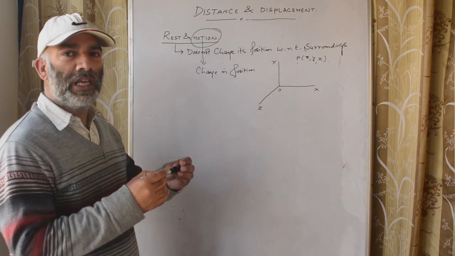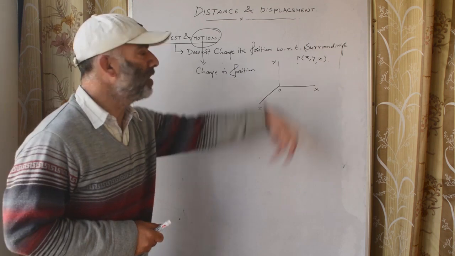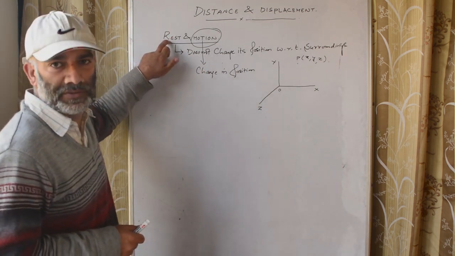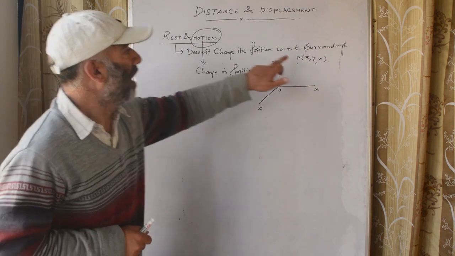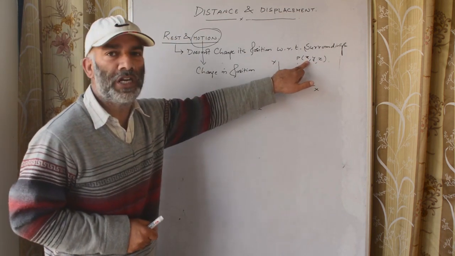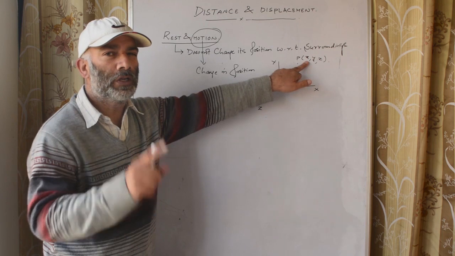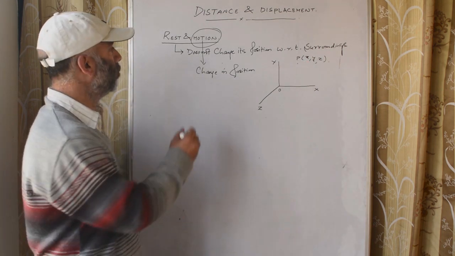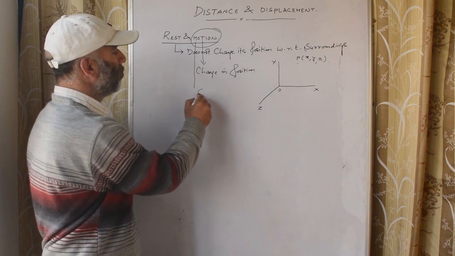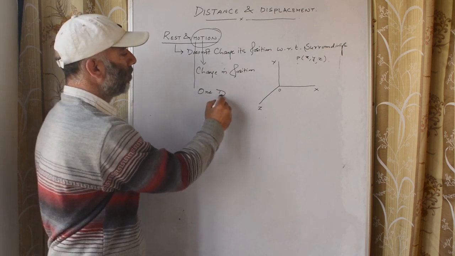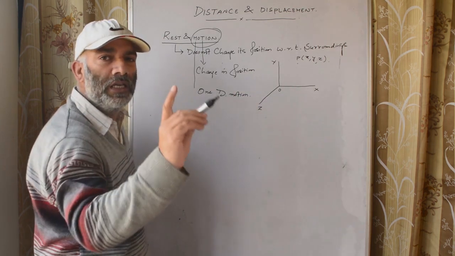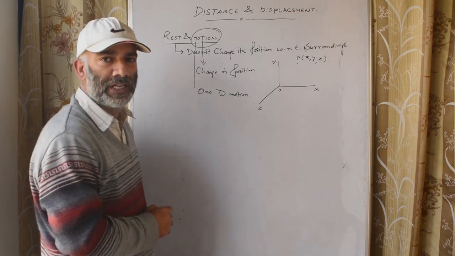If out of the three position coordinates, none is going to change with respect to time, we can call the object is at rest. If out of the three only one position coordinate changes with respect to time, we call the object is in motion, and that special type of motion is known as one-dimensional motion, 1D motion. So what happens in one-dimensional motion? Only one position coordinate changes with respect to time.